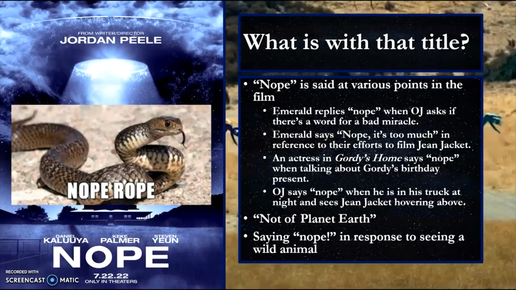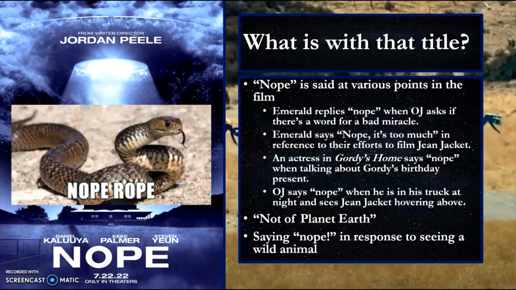Gordy's home is not really Gordy's home. And I think that's really exemplified by the fact that they keep all the plants backstage, right? Because his real home is the jungle, and they're keeping him away from that. And of course OJ says nope when he is in the truck at night and he looks up and sees Jean Jacket hovering above. And I think that one moment really encapsulates why it's called Nope, at least why I think it's called Nope given what it's all about.